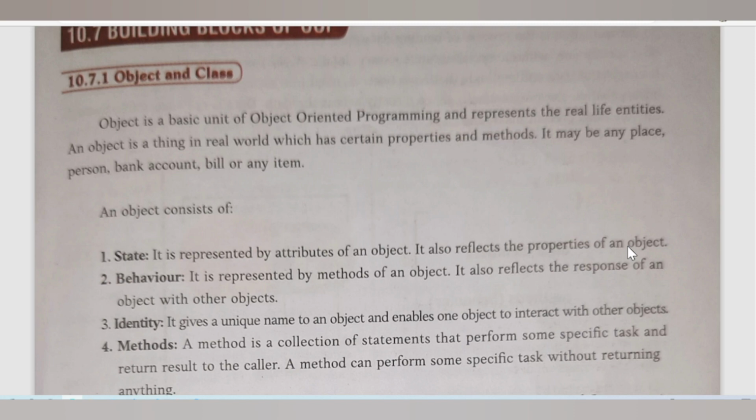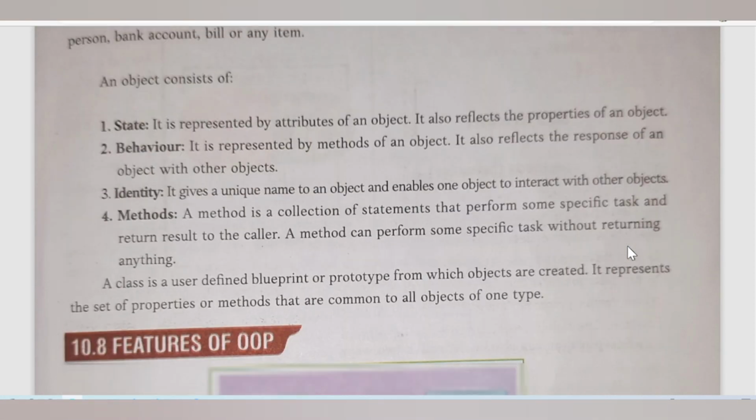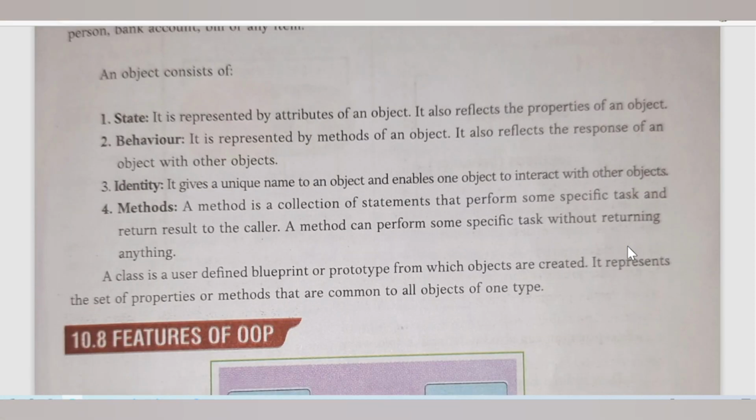An object consists of state. It is represented by the attributes of the object. It also reflects the properties of an object. Then behavior. It is represented by the methods of an object. It also reflects the response of an object to another object, meaning how it behaves with another object.